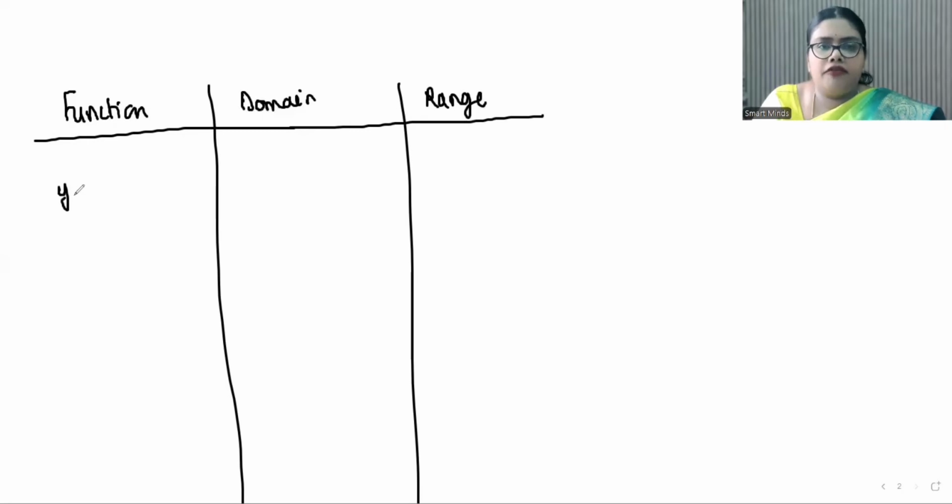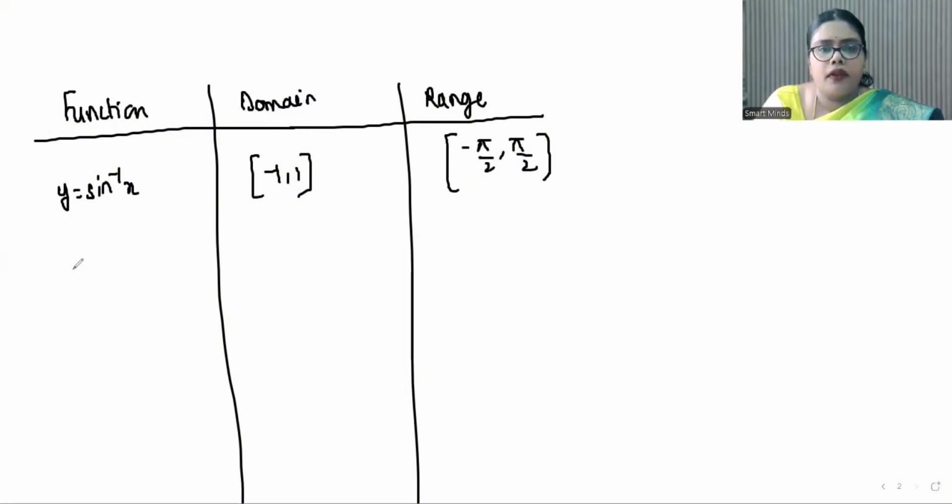So let us take the function y is equal to sine inverse of x. Its domain is closed interval minus 1 comma 1. Closed interval means the corners are included. And its range is minus pi by 2 to pi by 2. Then the function is y equals cos inverse x. Here also domain is minus 1 comma 1 and range is 0 comma pi.